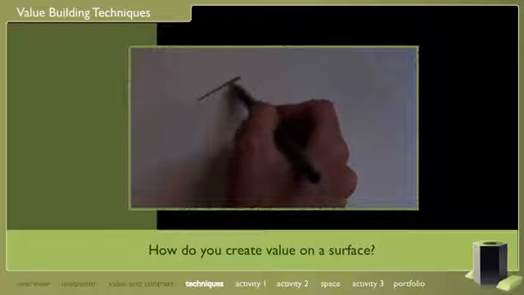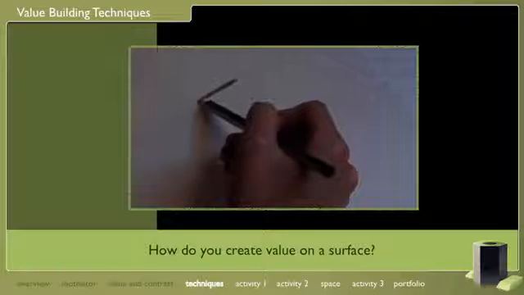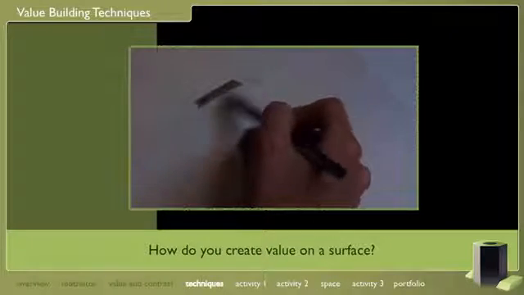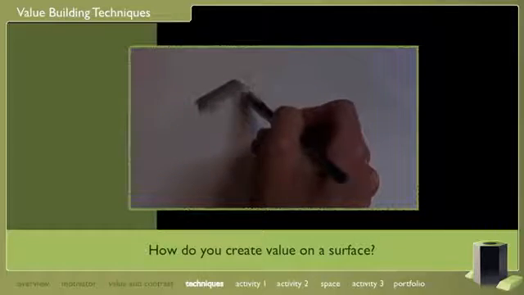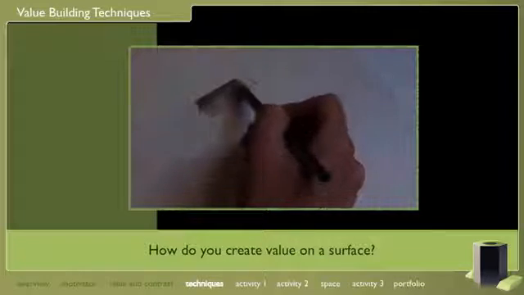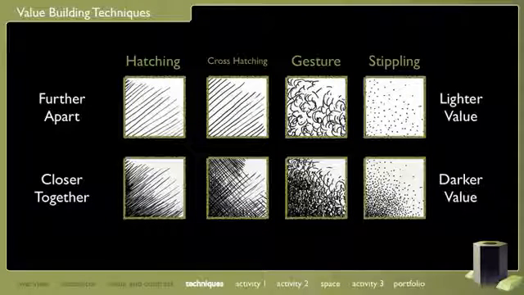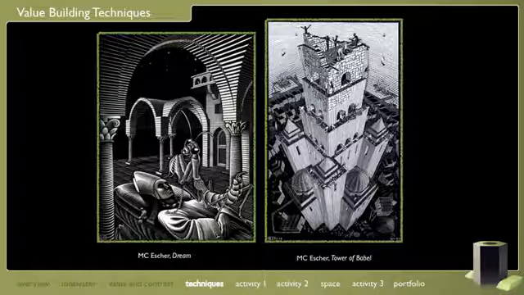How do you create value on a surface? Most people immediately think of pencil shading when value comes up in discussion. This is taking the side of the pencil to shade, as shown here. But there are several techniques that can be used to create value simply through the use of line work. These are hatching, cross-hatching, gesture, and stippling. By placing your lines close together in an arrangement, you will begin to create dark values. The more space between your marks, the more you will increase your light range in values.